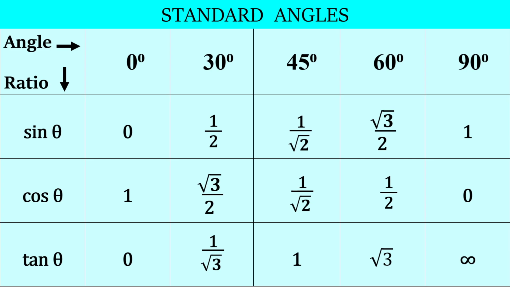Then similarly for tan 60 degree, if I divide the value of sine 60 by cos 60, root 3 by 2 divided by 1 by 2, I get root 3. Similarly for tan 90, sine 90 is 1 and cos 90 is 0. 1 upon 0 is undefined, therefore the value of tan 90 is undefined. This way also you can do.